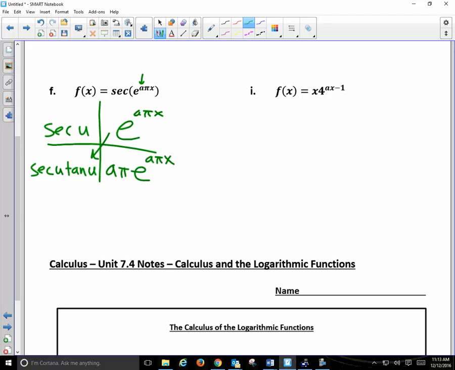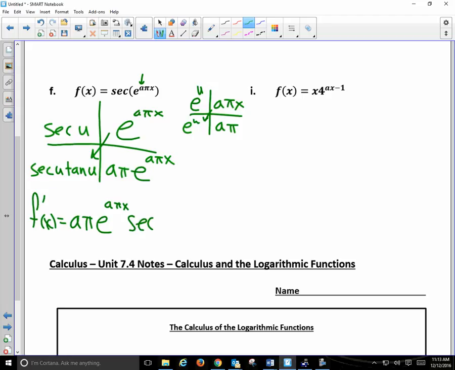If you were to set up the chain rule, you would say it's e to the u, and it's a pi x. The derivative of a pi is just a constant. So this is just referring to the slope of that line. So you get a pi. Derivative of this is e to the u. So you get a pi e to the a pi x. Now I just write it all multiplied together. So f prime of x is a pi e to the a pi x times secant of e to the a pi x times tangent of e to the a pi x.